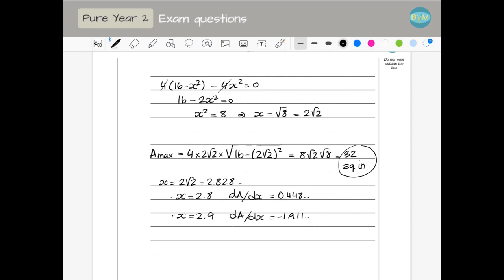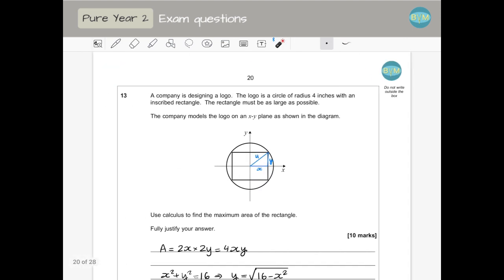That's enough to prove that it is a maximum. So therefore it's the maximum. And that's all you have to do. That's all with this question.